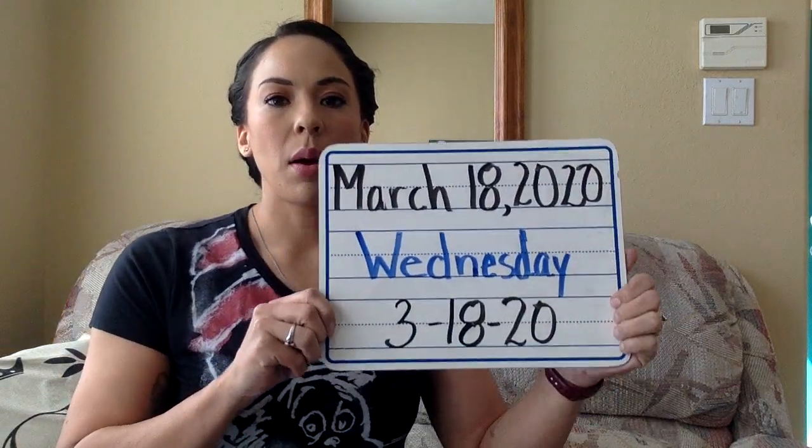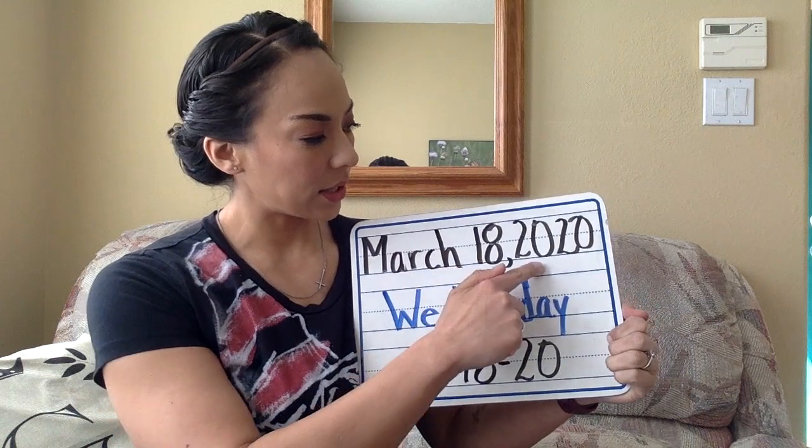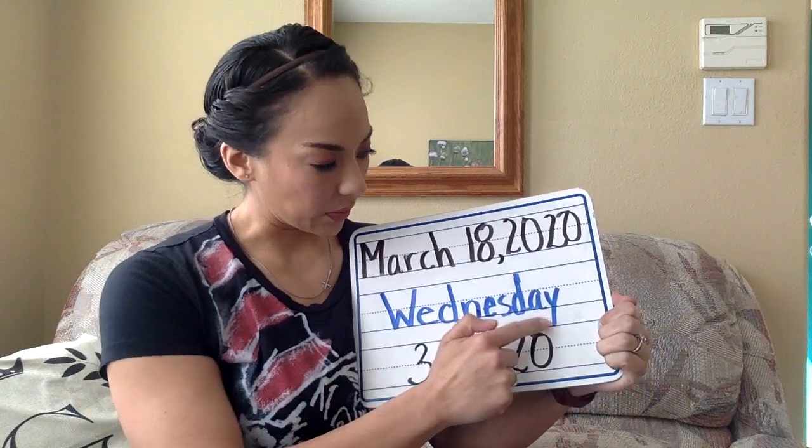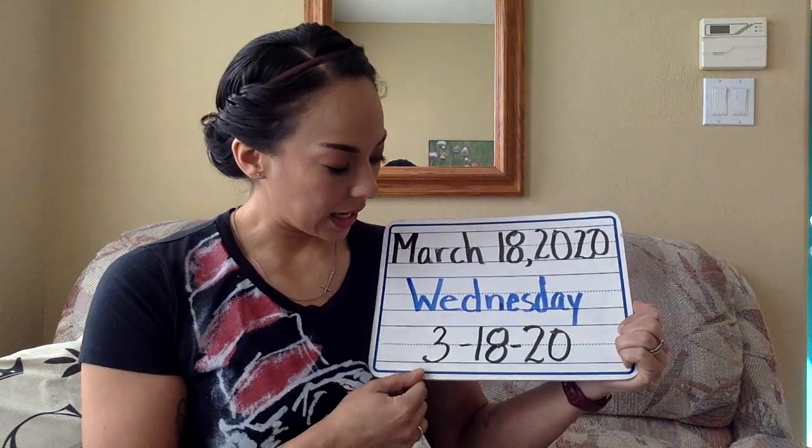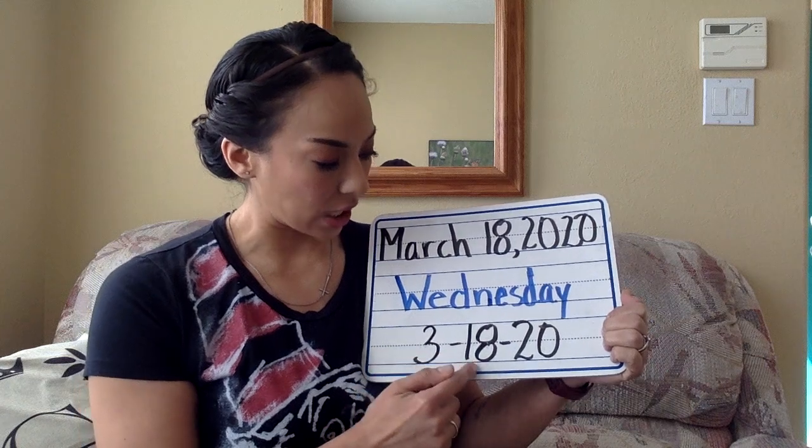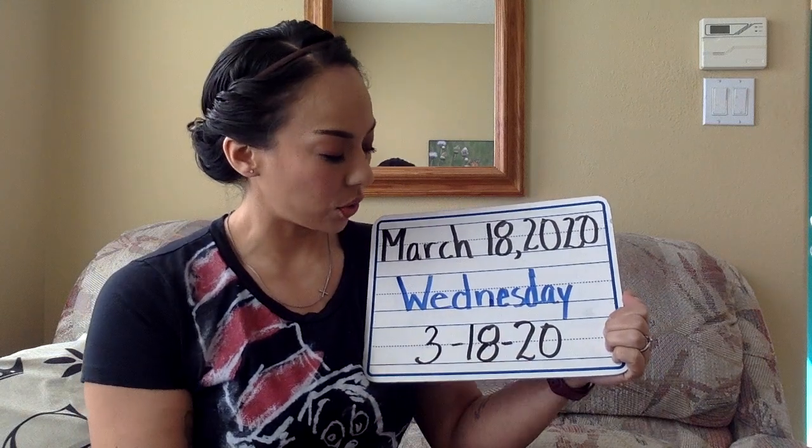All right, so all together, it is March 18th, 2020. It's Wednesday, and the short form of the date is 3-18-20. All right, let's do some counting.